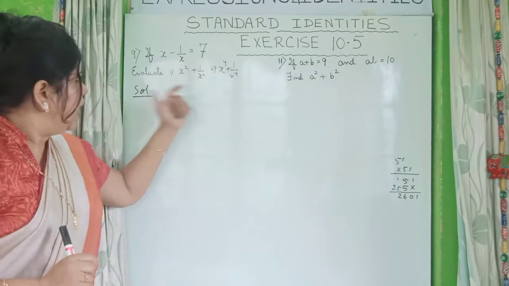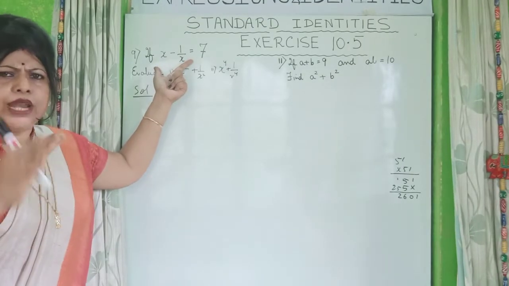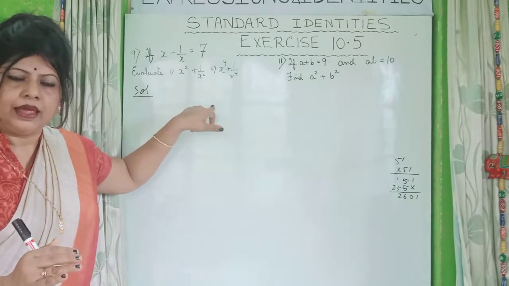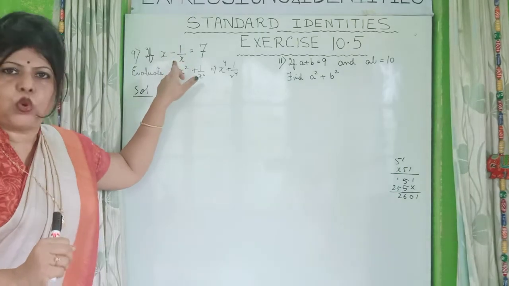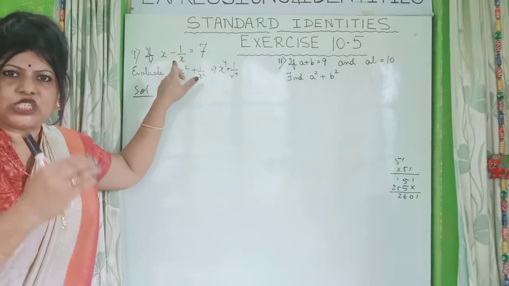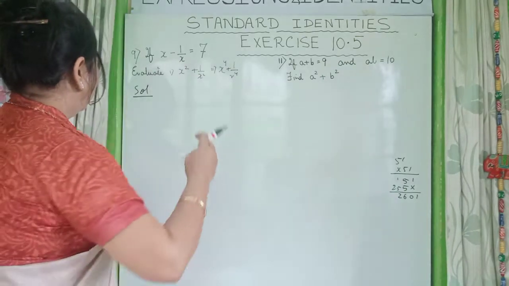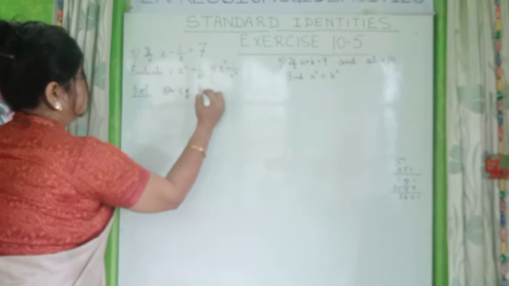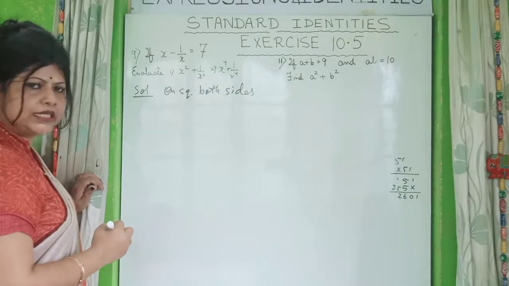So, we begin. Now, the moment you see x minus 1 by x, how can you change it to x square plus 1 by x square? How can we do? We have to square it. The moment I square it, naturally my x will change into x square. So, what we do in solution? On squaring both sides.